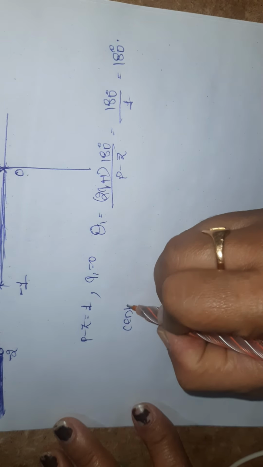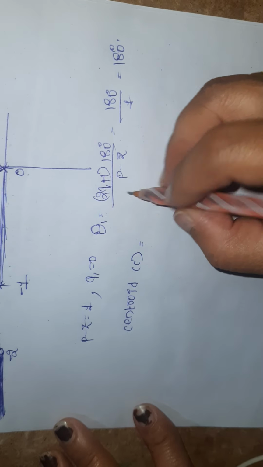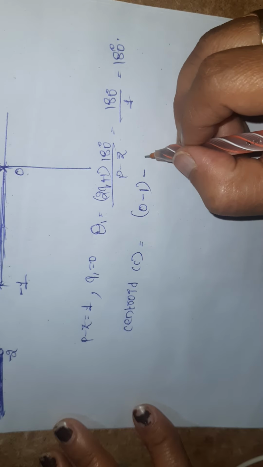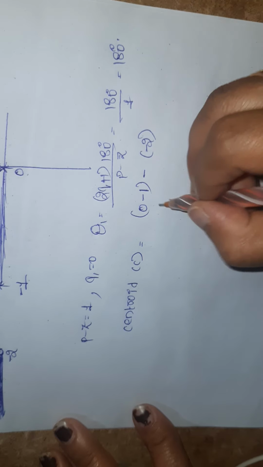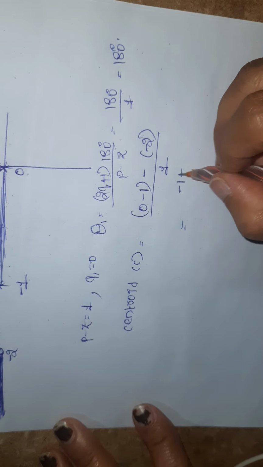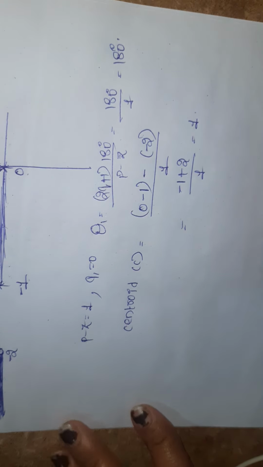Next you have to calculate the centroid. That is equal to the summation of real parts of poles minus the summation of real parts of zeros, divided by P minus Z, that is (1 plus 2) by 1. So I will get the centroid as 1.